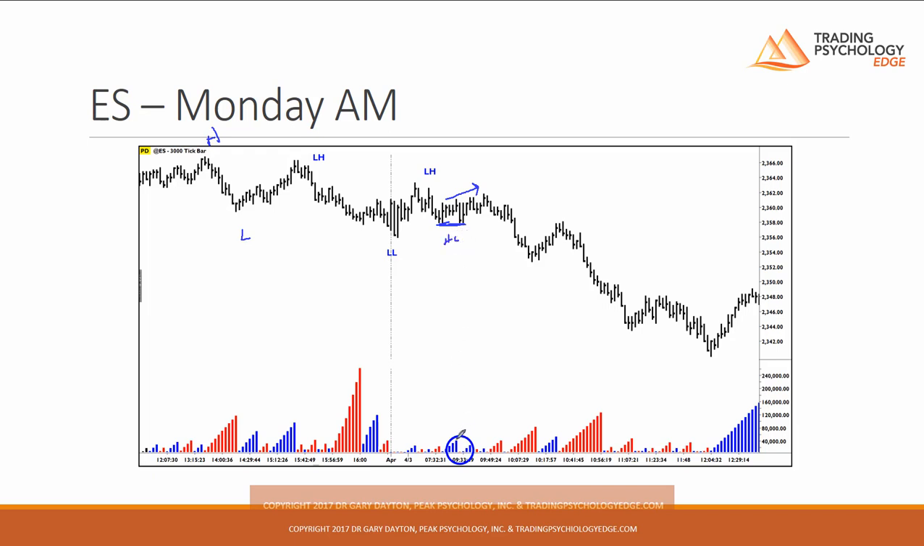We see that the push up just has no demand on it. There's really no fuel to drive this rally. There's just not enough volume here. Okay, so no upside volume.